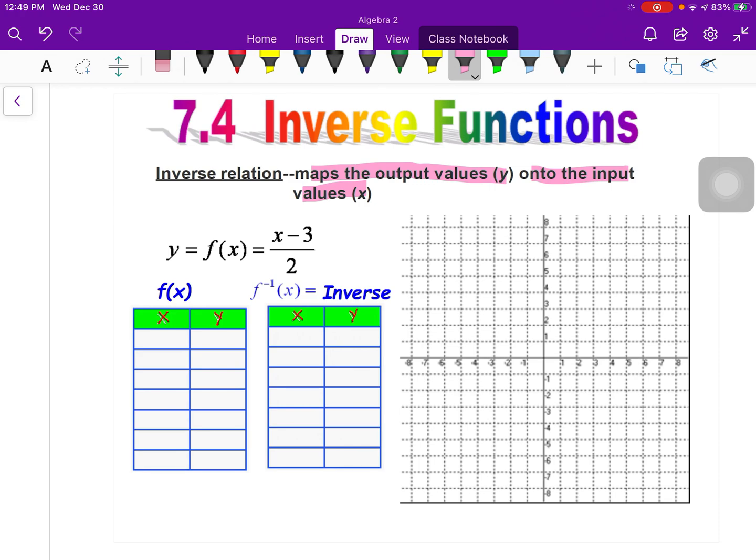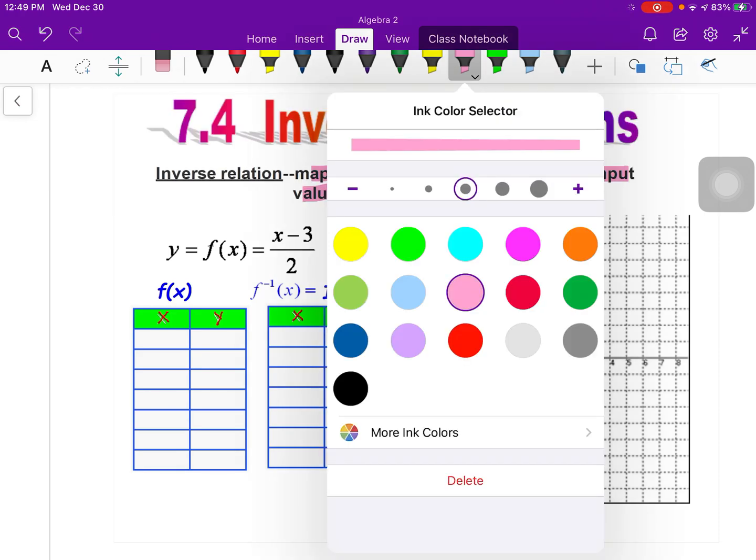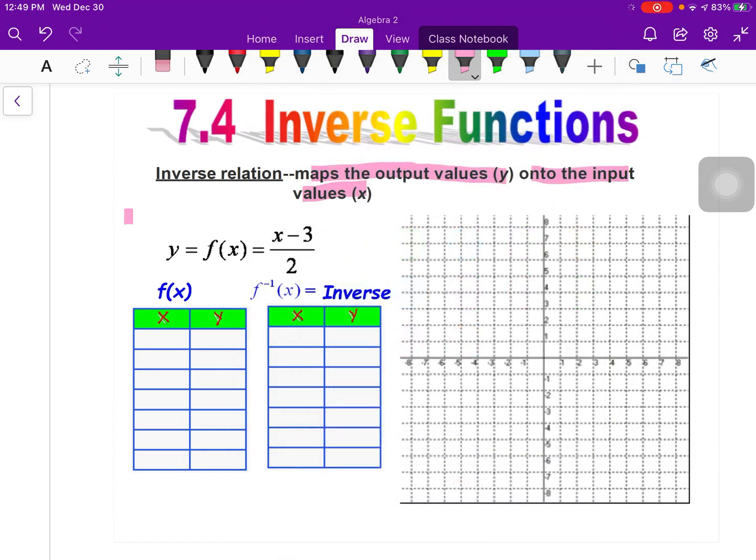To signify that a function has been inversed, we are going to use this notation: f raised to the negative 1 of x. It is f to the negative 1 of x. The negative 1 power is on the f function, not on the x.